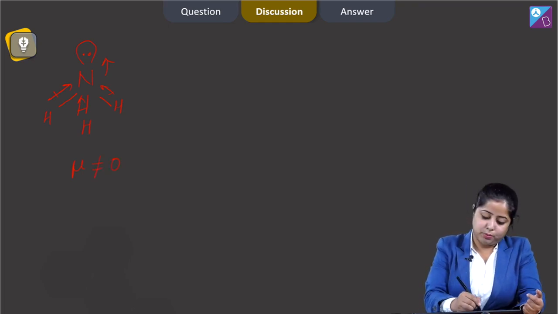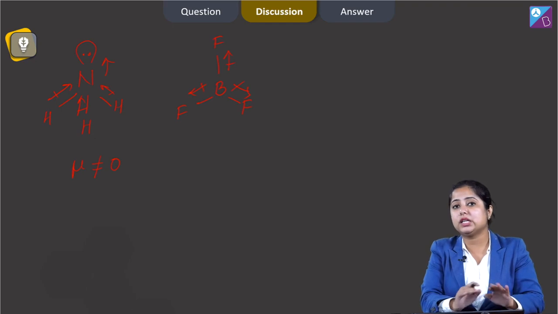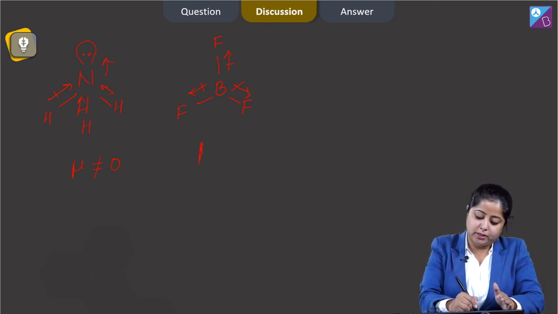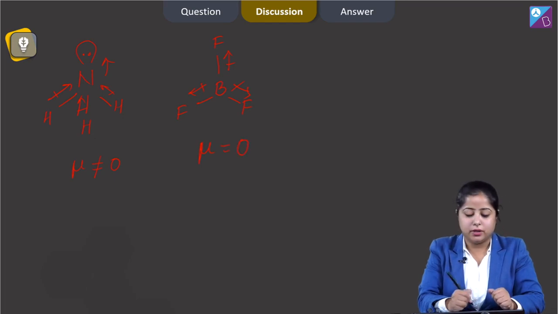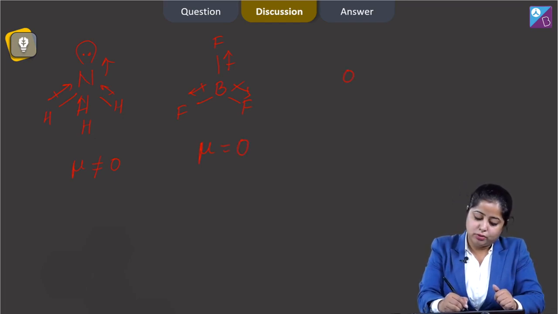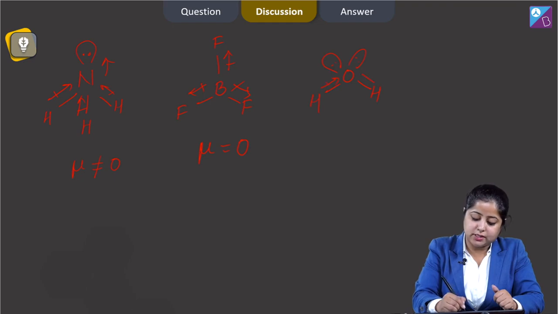Moving to next, which is BF3. Boron has 3 bond pairs. Since the bond dipoles are towards the more electronegative element, which is fluorine, in the structure we can clearly see that all the bond dipoles cancel out each other. As a result, the overall dipole moment is equal to 0. Moving to next, which is H2O. Here oxygen has 2 bond pairs and 2 lone pairs. The bond dipoles are towards oxygen. Again, the dipole moment is not equal to 0.